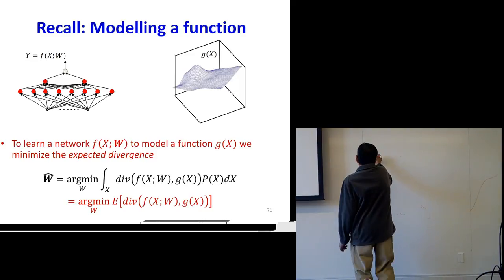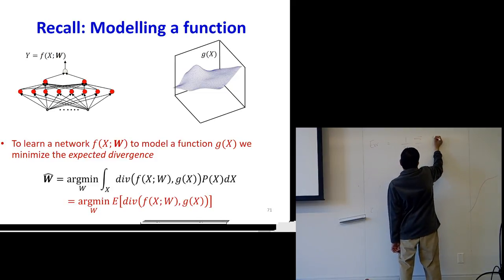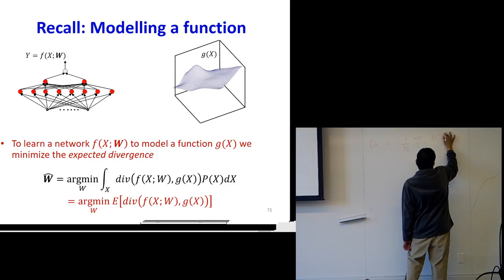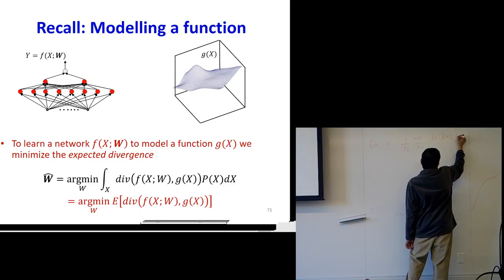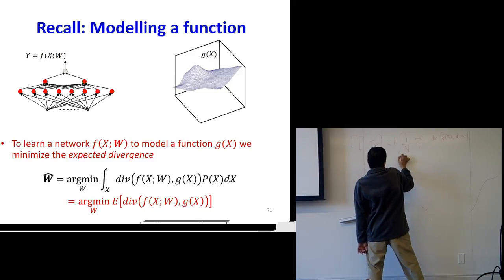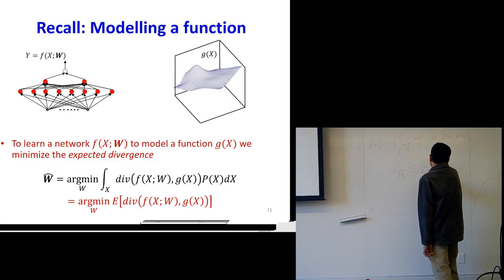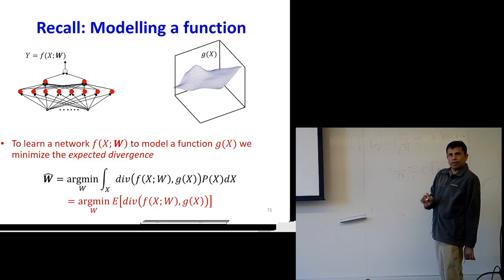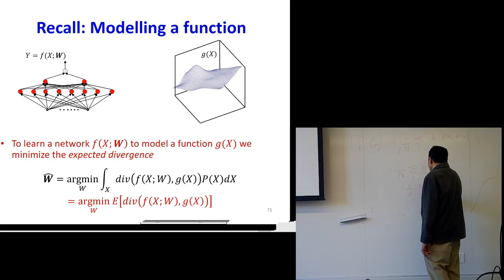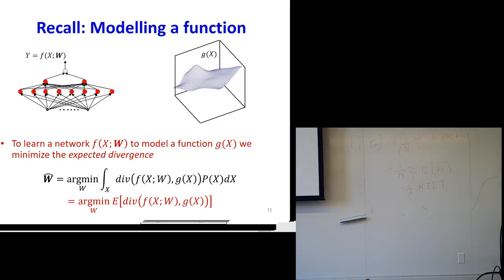I have an error which is defined as 1 over n summation over i of the divergence of f of x_i, d of x_i, right? If I take an expectation on both sides, this is simply going to be, by linearity, 1 over n summation over i of the expectation of the divergence, correct? Which is going to be 1 over n times n times the expectation. These cancel out. So the expected value of this error, the empirical error, is exactly the same as the expected divergence that we are trying to minimize.